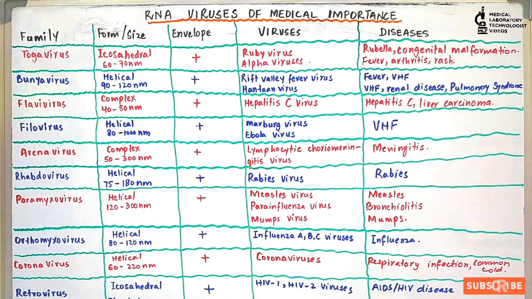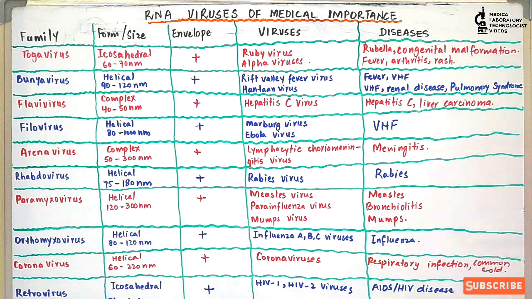And diseases: Rubivirus can cause the disease rubella and congenital malformation, and alphavirus causes fever, arthritis, and rash. Second is Bunyavirus, that is helical in shape, 90 to 120 nanometer in size, and they also contain an envelope. The viruses in this family are Rift Valley fever virus and Hantavirus, which cause fever and VHF. VHF is viral hemorrhagic fever, and Hantavirus causes VHF, renal diseases, and pulmonary syndrome.